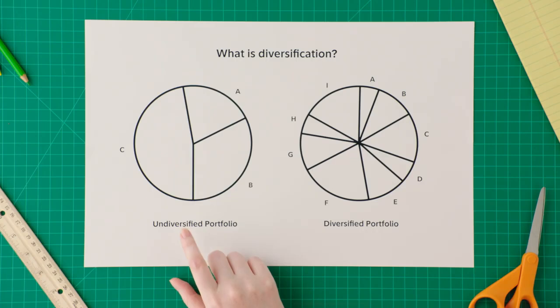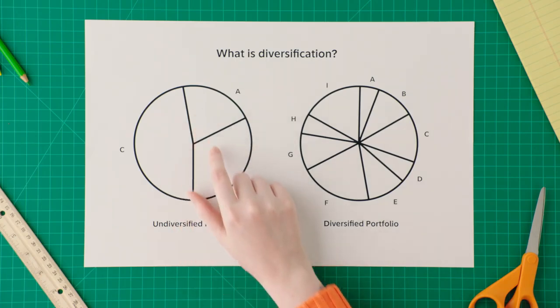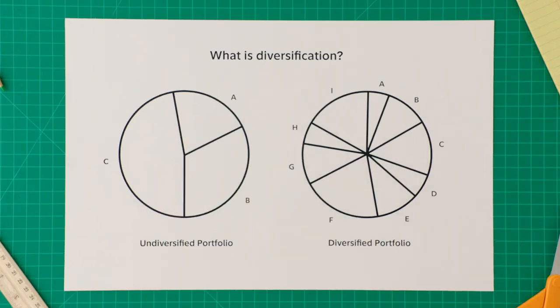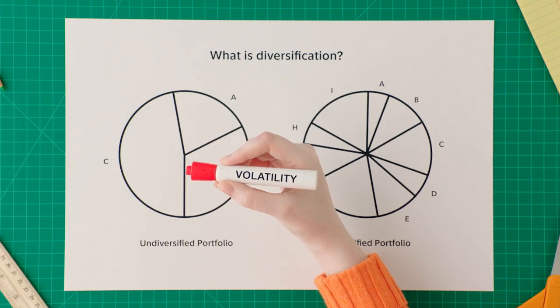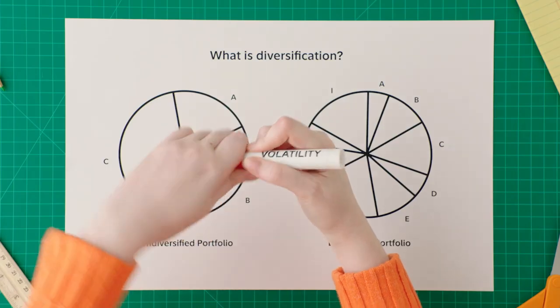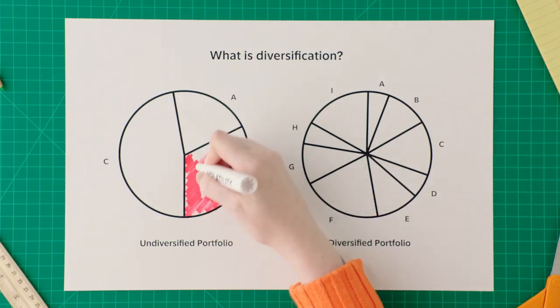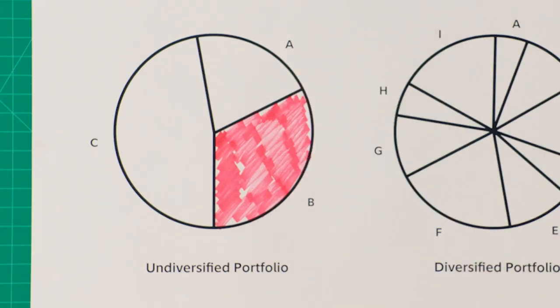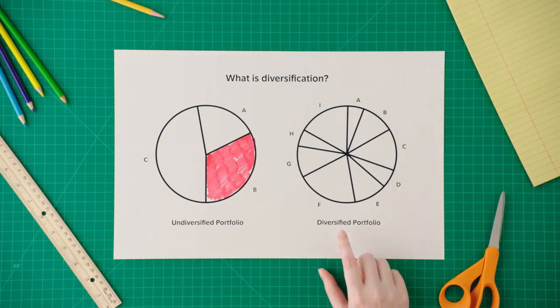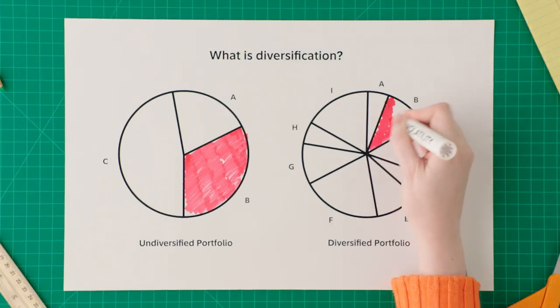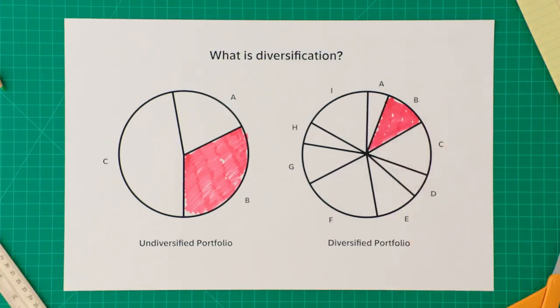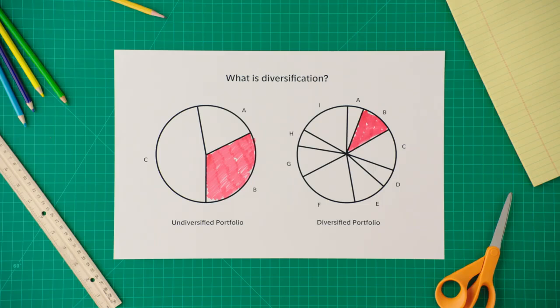Imagine you have this portfolio. With only 3 slices, it's not looking very diversified. Then, volatility shows up. Let's say it's a dip in the market and impacts one of your asset types. Volatility really has an impact on this portfolio. Look at all that red. Now, imagine you have a more diversified portfolio. When volatility shows up and we color in the same asset, you can see it doesn't take up nearly as much of the pie compared to the undiversified one.